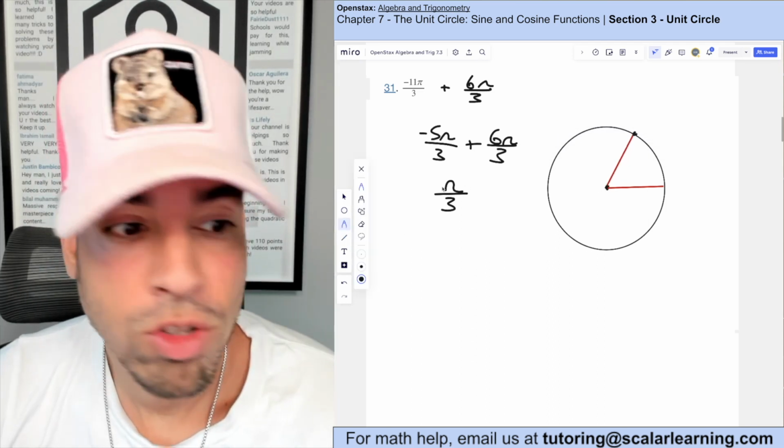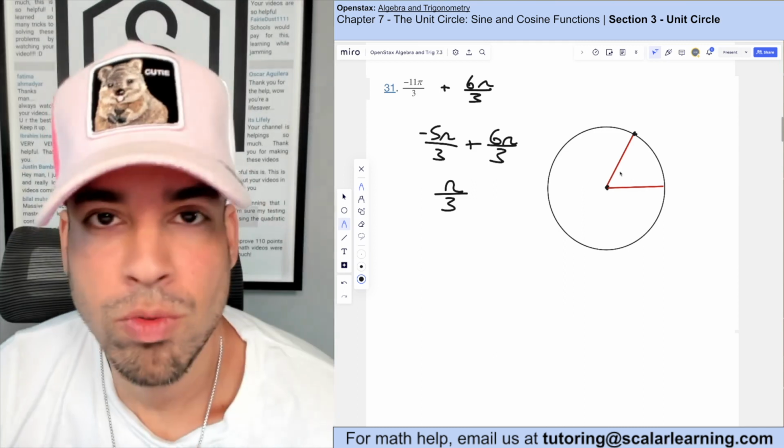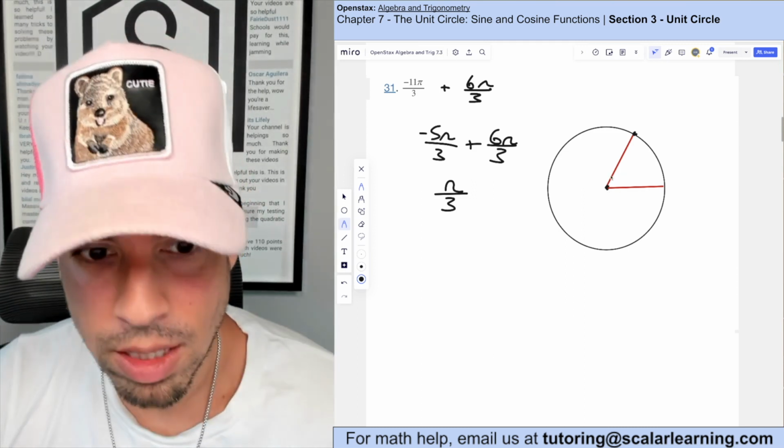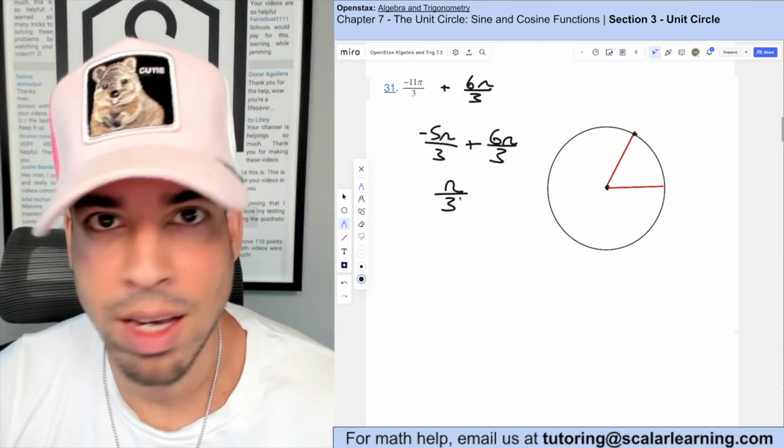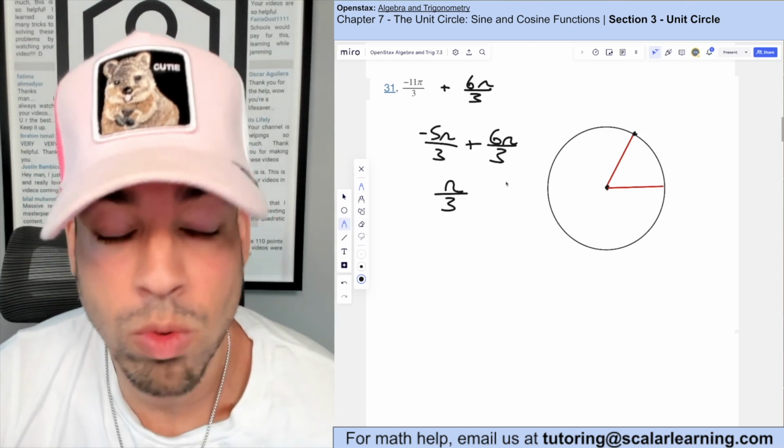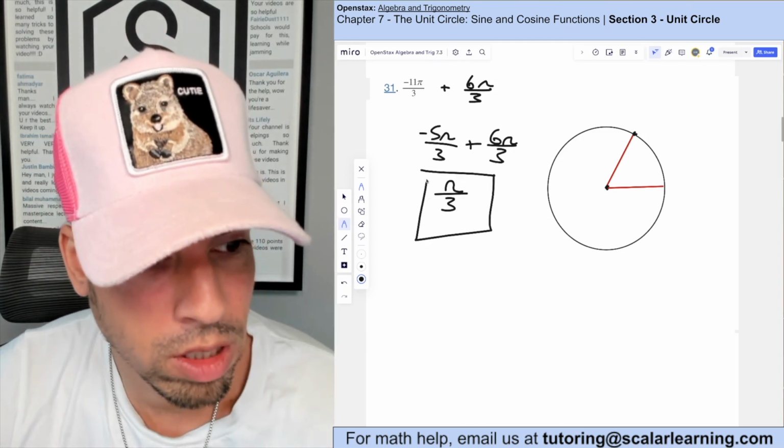Now, the thing is, this is already an acute angle, so there's really no reference angle that we even need to calculate. If we know it's between 0 and 90, aka acute, then it is its own reference angle. So pi thirds is the reference angle.